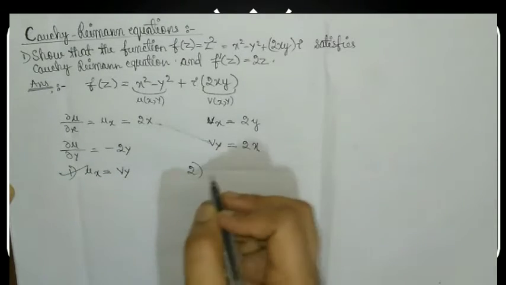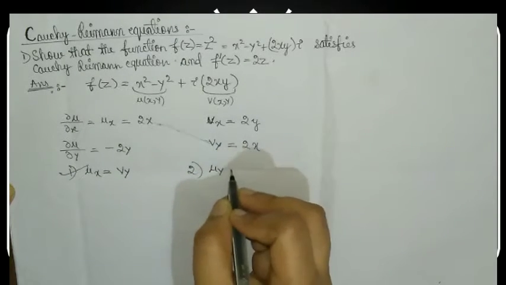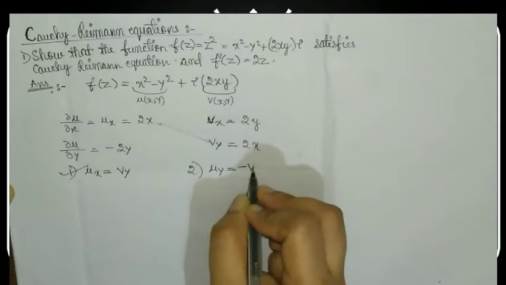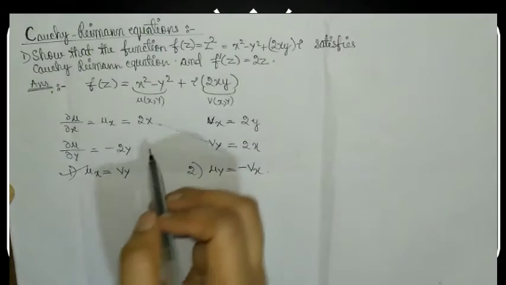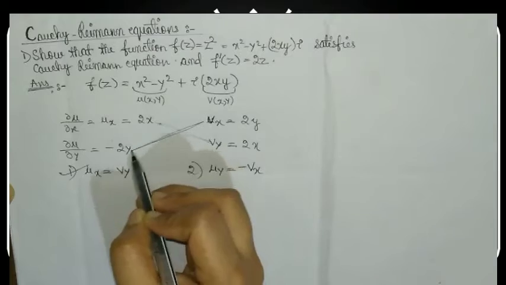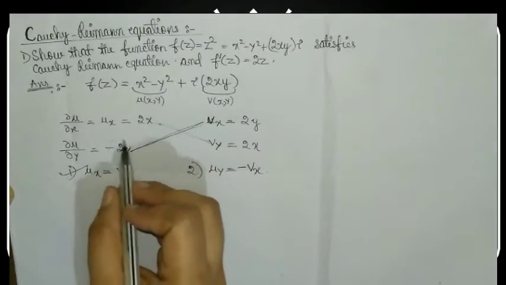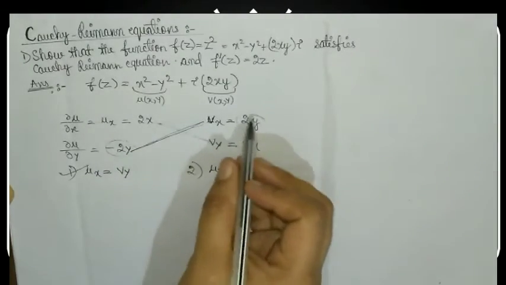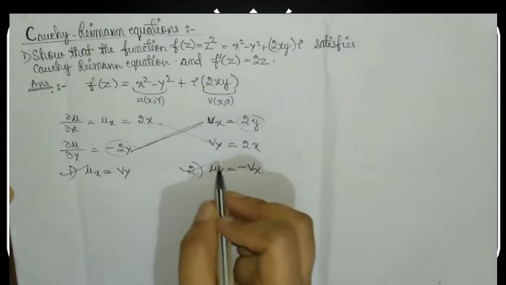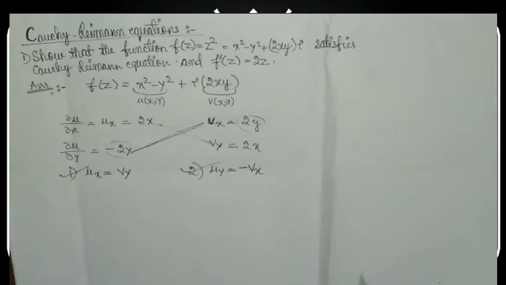The second equation says that ∂u/∂y must be equal to minus of ∂v/∂x. So now this one, this two, see, yes, it's also satisfying. This is equal to minus of ∂v/∂x. So yes, both the equations are satisfied over here.